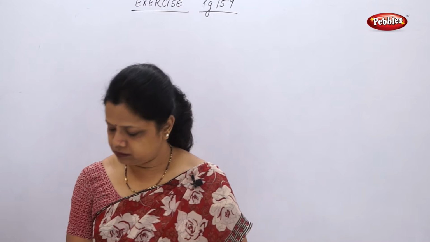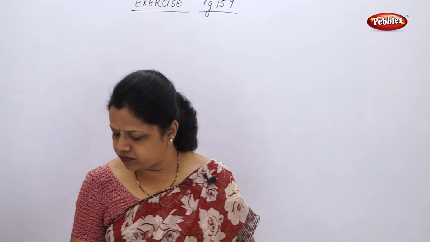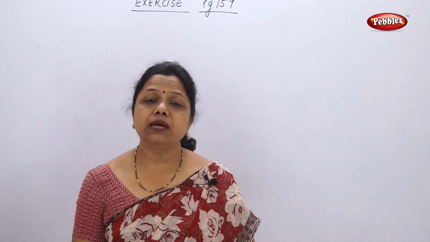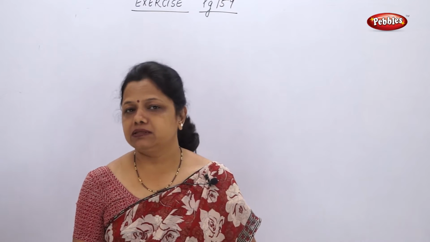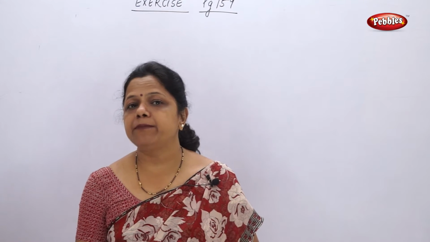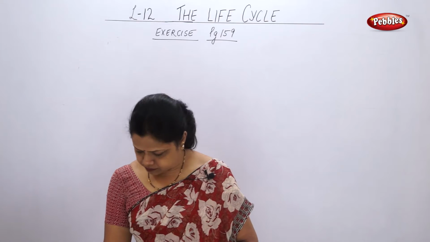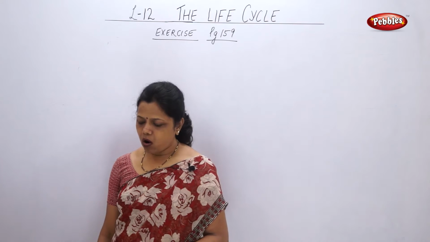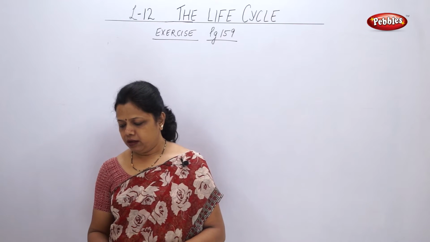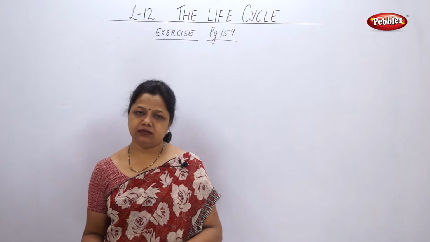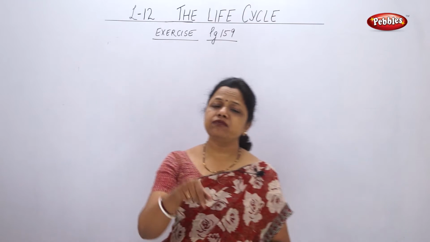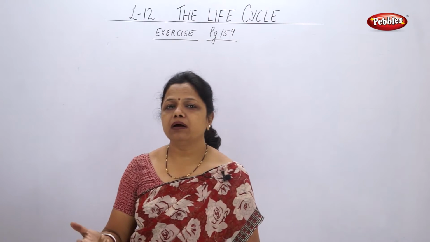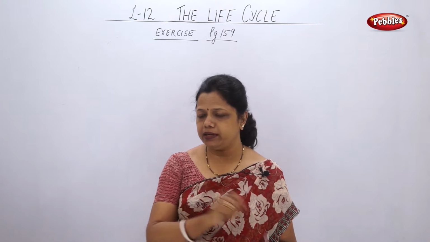The third one: the male reproductive part of a flower is dash. The male reproductive part is the stamen, which consists of anther and filament. So stamen is the answer, S-T-A-M-E-N. Fourth one: when the transfer of pollen from an anther to stigma occurs in the same flower, the process is called dash. Here, in the same flower, the anther is falling on the stigma. So it is called self-pollination.